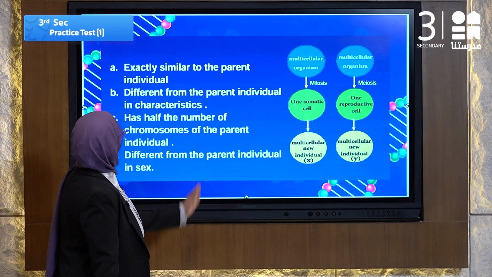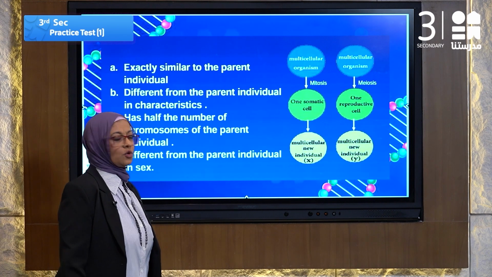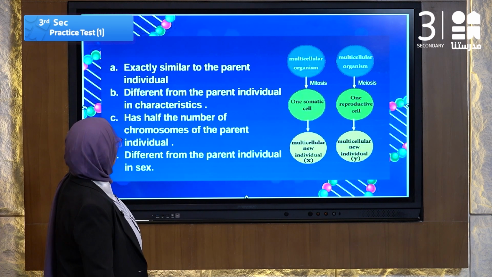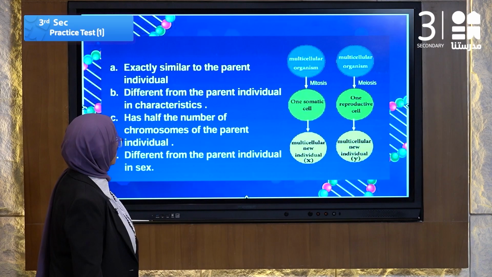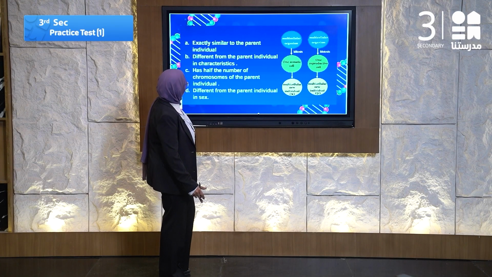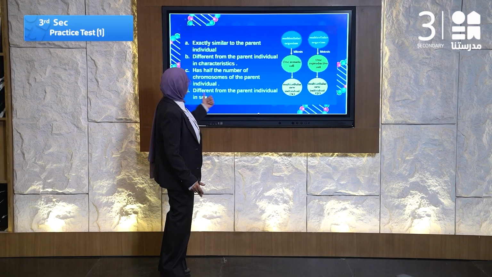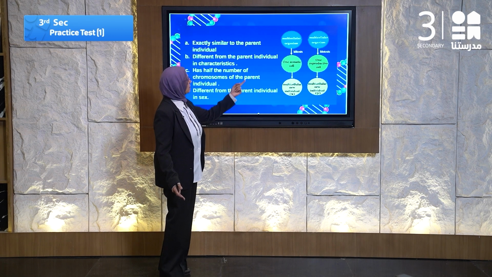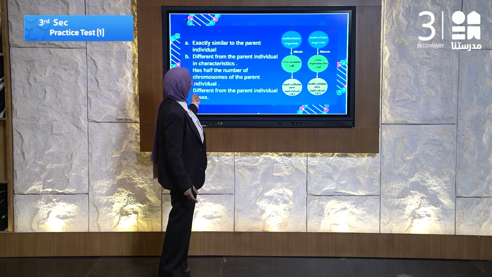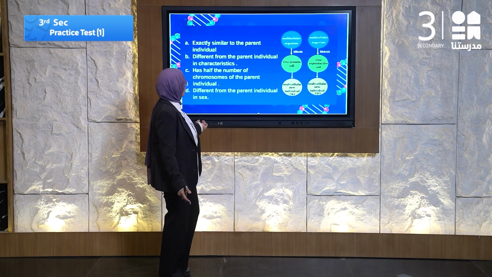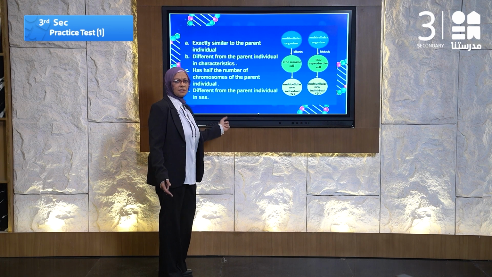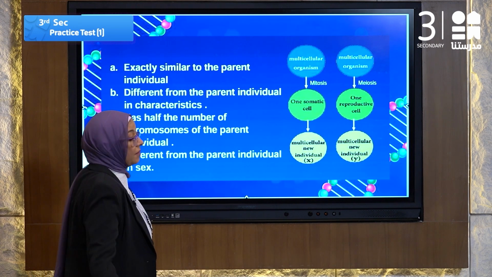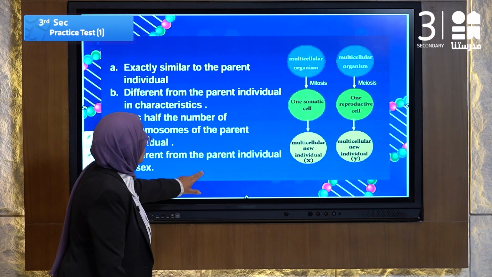Exactly similar to the parent individual, that's the first choice. The second choice is different from the parent individual in characters, with half the number of chromosomes of the parent individual. Maybe which of them? Meiosis and mitosis. Which of them has half the number of chromosomes, different from the parent individual in sex? How about sex? No, they are different. Maybe similar. We don't know.